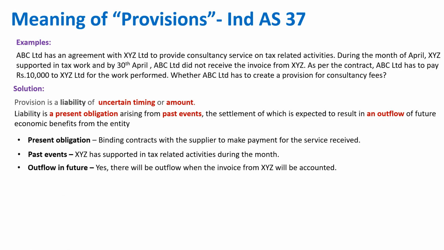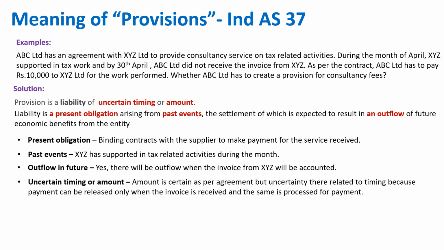Outflow in future, yes, there will be an outflow when the invoice from ABC is accounted by the finance team. And the last is uncertain timing or amount. Amount is certain here because as per the agreement, you are going to pay a fixed amount, for example. But the uncertainty is related to timing, because payment can be released only when the invoice is received and processed for payment, right? So the amount is fixed, but the timing of payment to the vendor depends on when we receive the invoice.